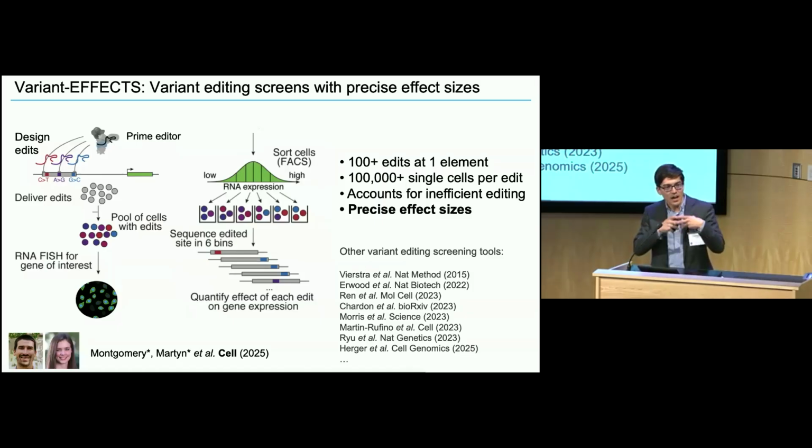We're looking at hundreds of thousands of single cells carrying each edit, sort of allowing us to average over a lot of the clonal variation that can occur. This accounts for inefficient editing because we're sequencing the edited site and directly reading out the edits that are created. And there are other tricks that we use to get precise effect size estimates, which is really what distinguishes this method versus many of the others that have been developed.